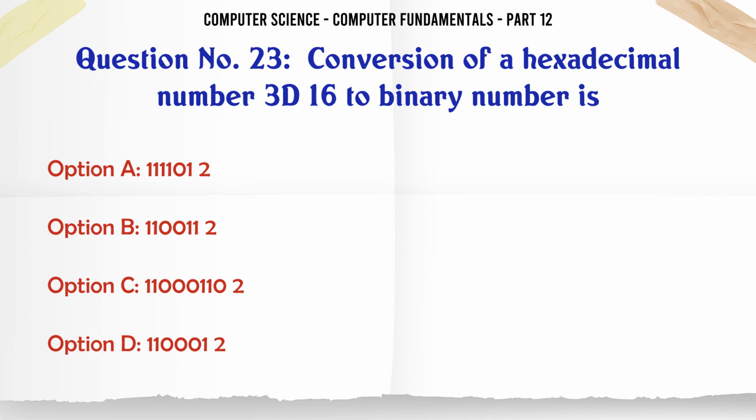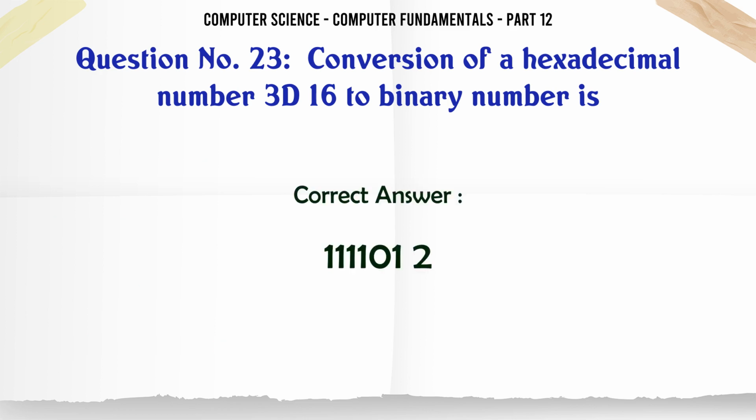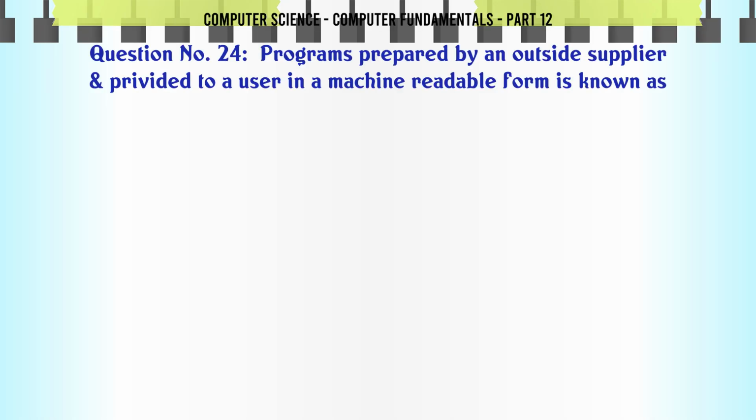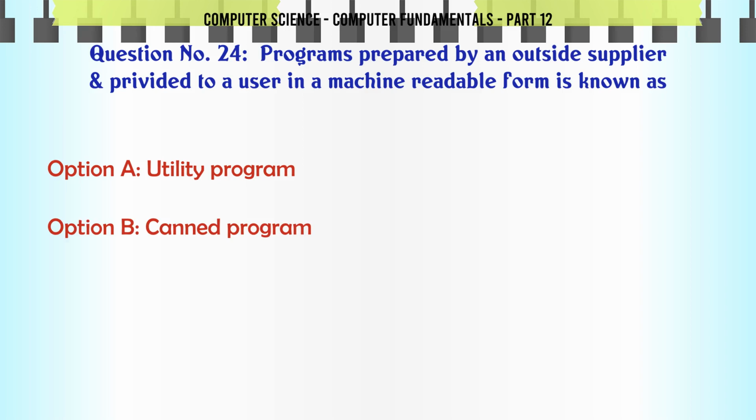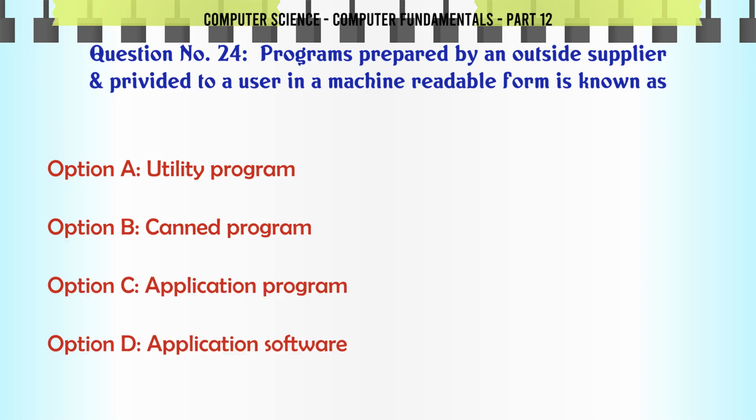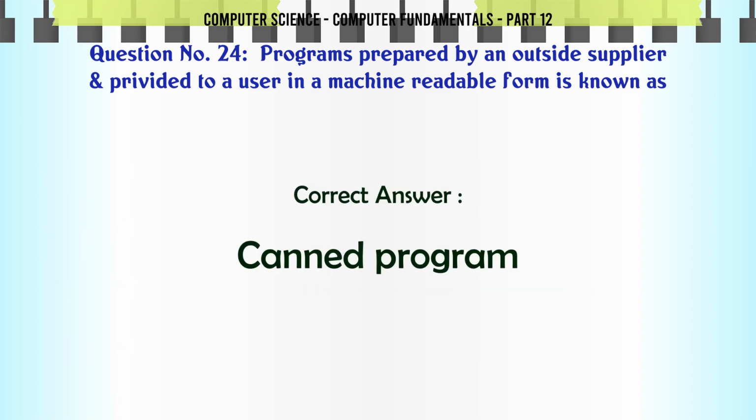11000110 D. 1,10,001 2. The correct answer is 1,11,101 2. Programs prepared by an outside supplier provided to a user in a machine-readable form is known as A. Utility program, B. Canned program, C. Application program, D. Application software. The correct answer is canned program.